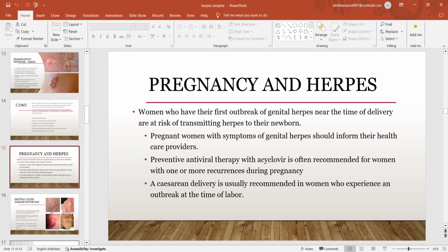Pregnant women with symptoms of genital herpes should inform their healthcare providers. Preventive antiviral therapy with acyclovir is often recommended for women with one or more recurrences during pregnancy. A cesarean delivery is usually recommended in women who experience an outbreak at the time of delivery.